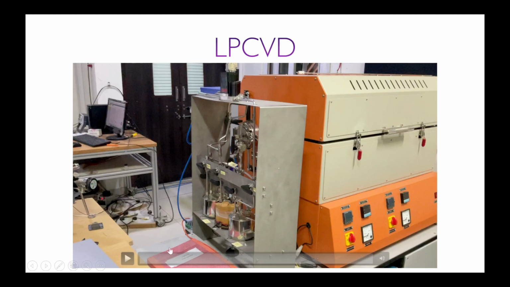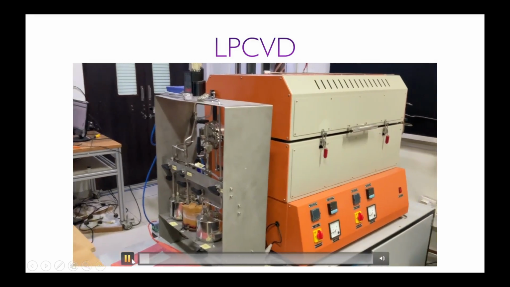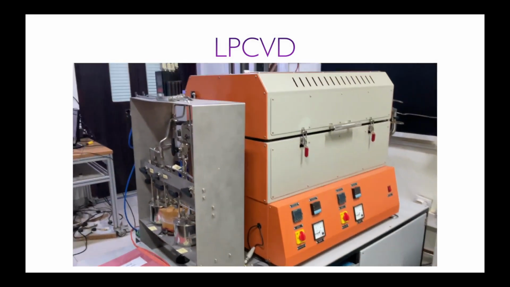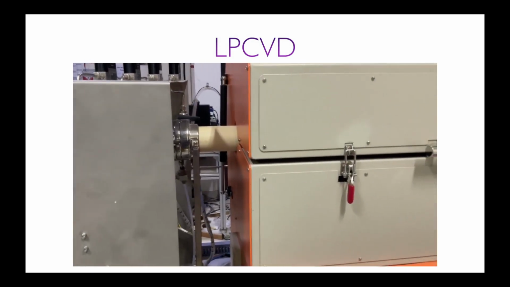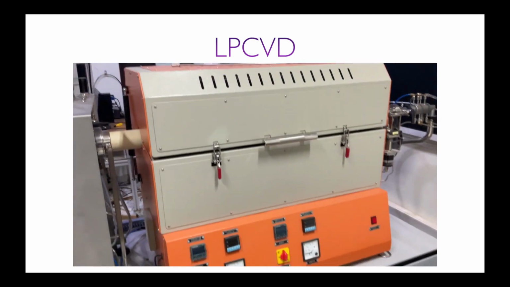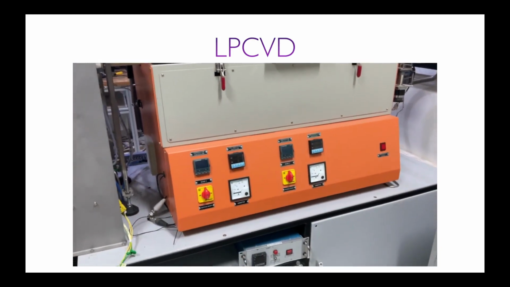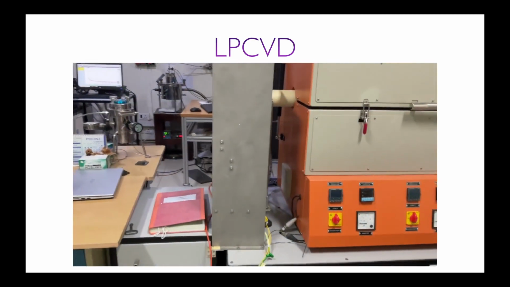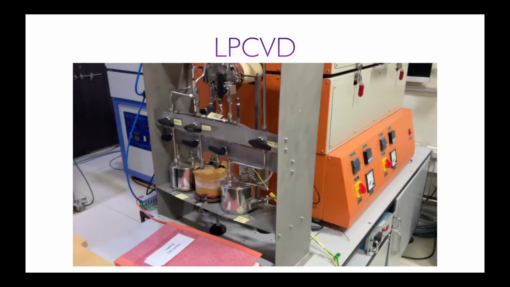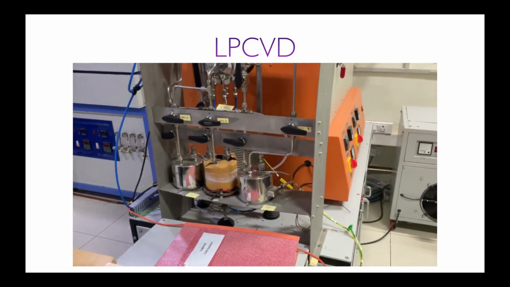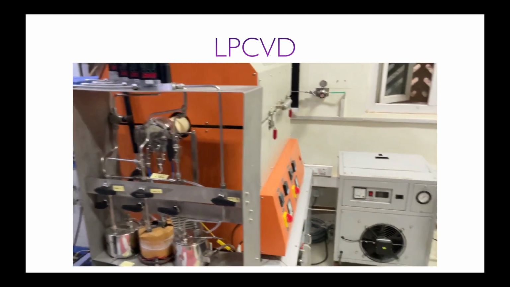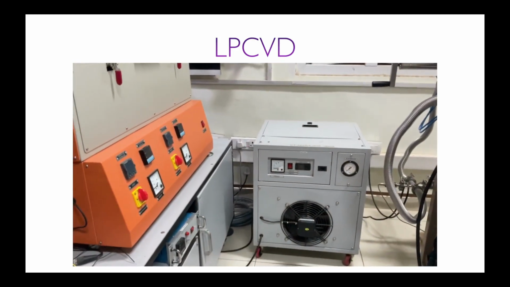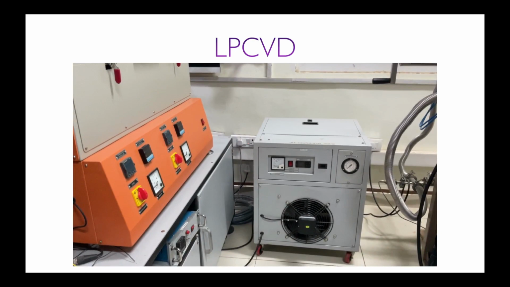Next is the low pressure CVD. This is the two-zone CVD we have used, with an aluminum quartz tube here, and these are the temperature controls. We have to put the set temperature here and switch on the MCB. These are the bubblers where we put the precursor or material we want to deposit, and this is the mass flow controller, MFC, through which we flow the gas, and this is the chiller for cooling that tube.